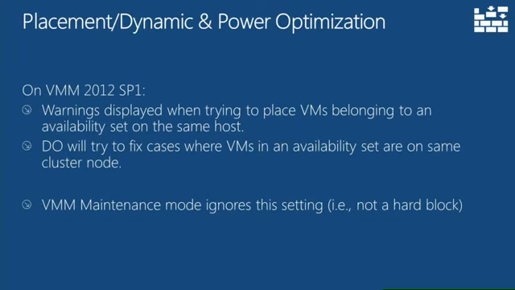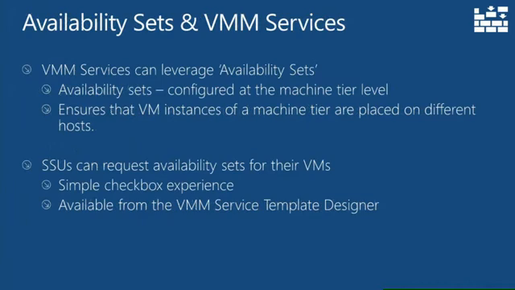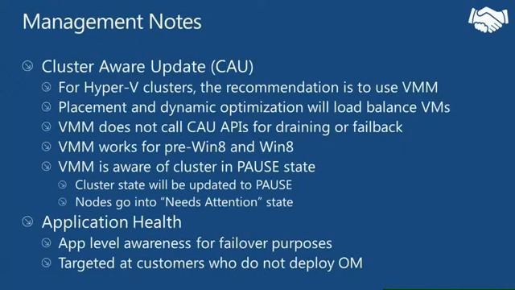Placement and dynamic optimization. Essentially, when you try to place a VM on a host which already has another VM with the same availability set, placement will warn you and try to prevent you from doing that. Again, dynamic optimization will kick in and it will try to fix instances where you've gone ahead and deployed it on the same host. I think I can skip through these. We've actually gone through all of these.